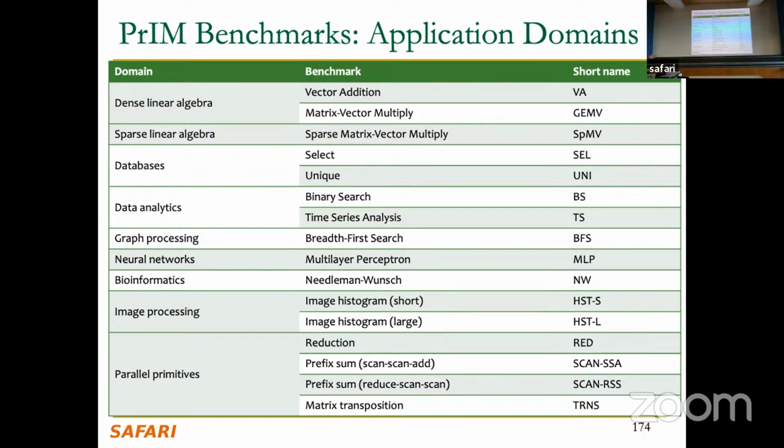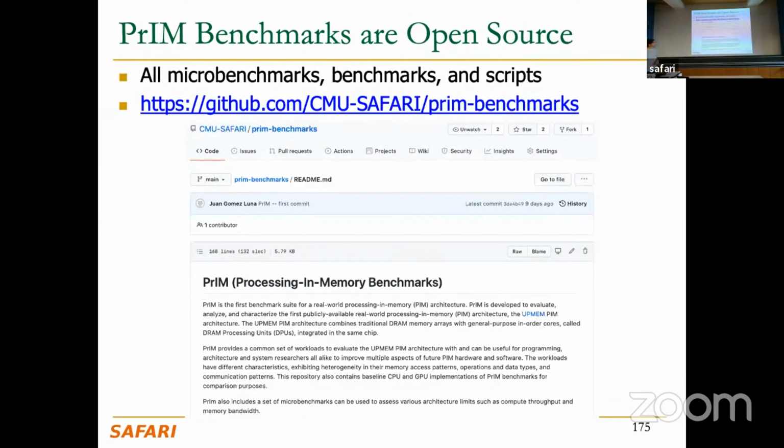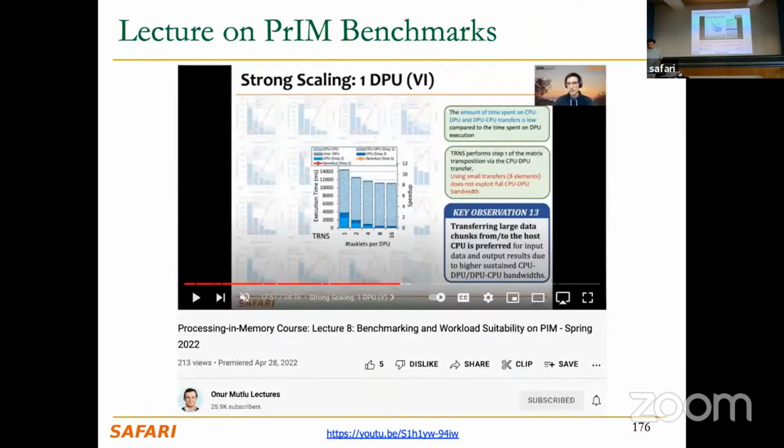As you see, it's a relatively varied set of workloads from different domains, like dense and sparse linear algebra, databases, data analytics, graph processing, etc. And all of these are also publicly available. We will talk about them for sure, because I'm going to give you a specific lecture about the UpMem PIM architecture. That won't be hopefully next week, I think it will be the week after. We will see. And we will talk in detail about all these PRIM benchmarks. Anyway, if you are impatient, you can already check a former lecture.